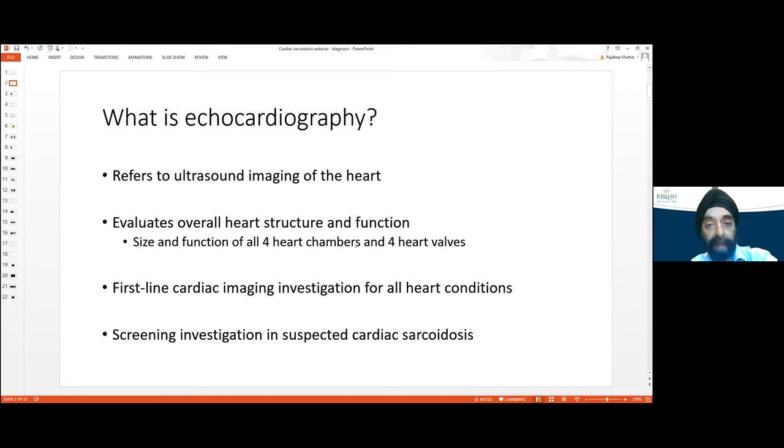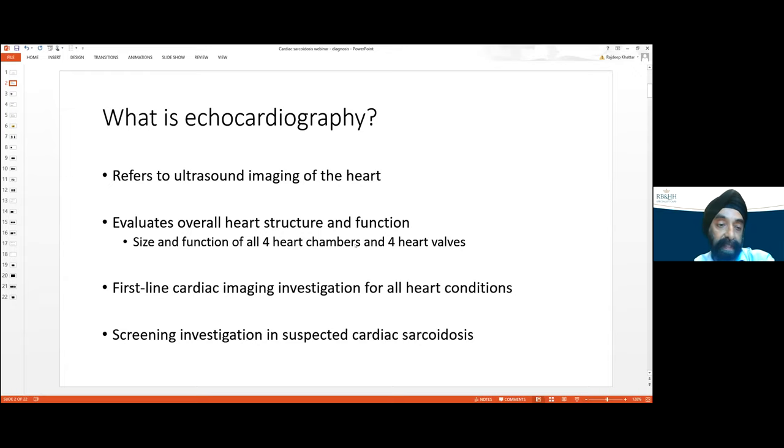So as you know, echocardiography refers to ultrasound imaging of the heart. The heart is essentially a pump, so we can assess with echocardiography the pumping action of the heart, which is actually a very important aspect of clinical management in patients with cardiac sarcoidosis. But equally, we can look at all components of the heart, the four heart chambers, the four heart valves, the lining of the heart, all in a fairly non-invasive and comprehensive manner. So echo is the first line cardiac imaging investigation for all heart conditions, not just for suspected cardiac sarcoidosis.